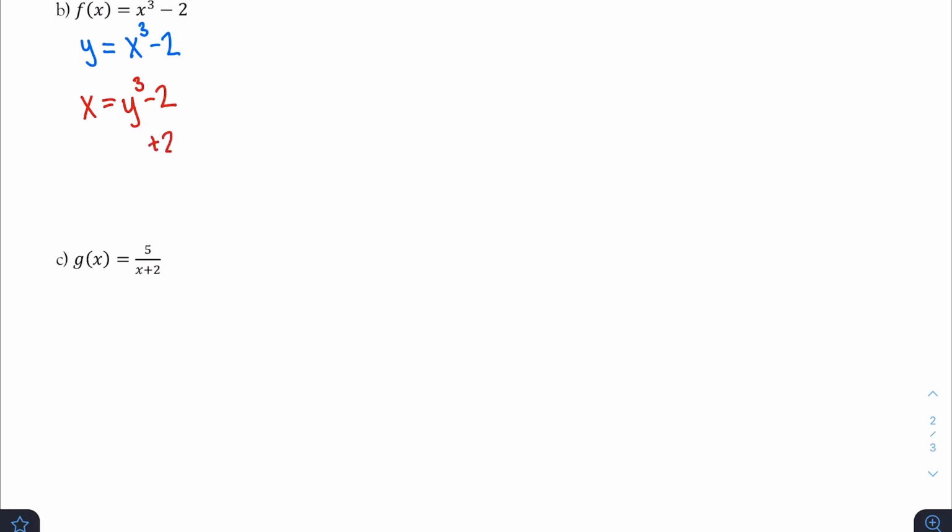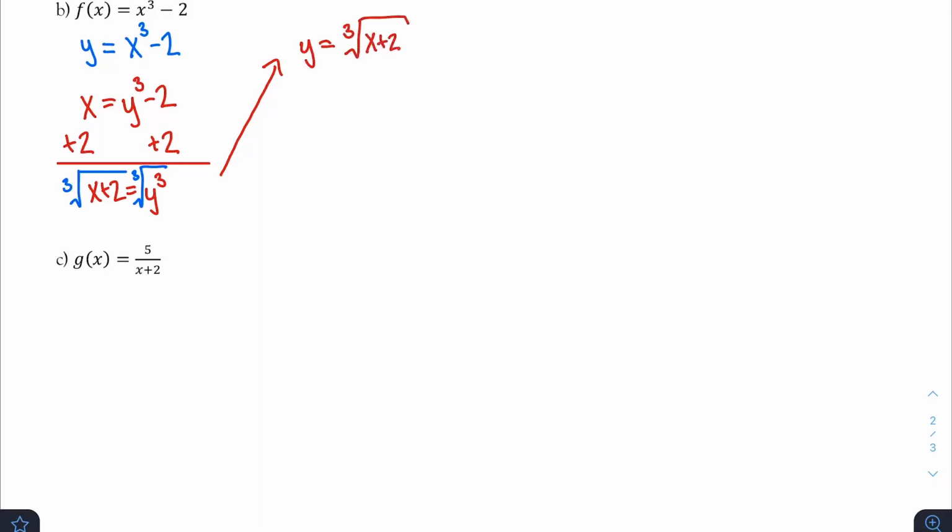To solve for y, I can do this by adding 2, giving me x plus 2 is equal to y cubed. And then taking the cube root. If I take the cube root of the left and right, I should be left with y is equal to the cube root of x plus 2. I solved for y, and all that's left for me is to replace my y with an f inverse of x. So the inverse in this case, I should get the cube root of x plus 2. Thus, I'm finished with part B.